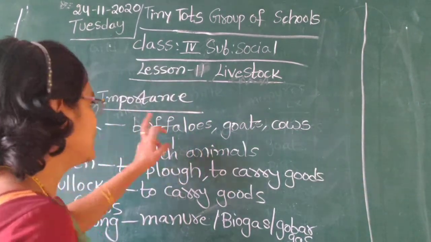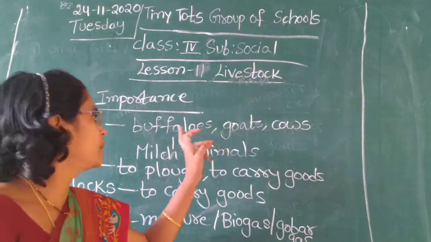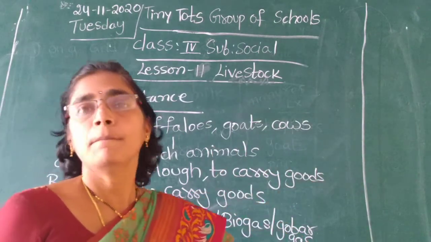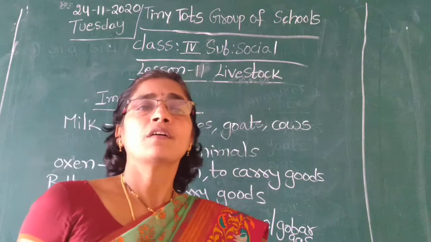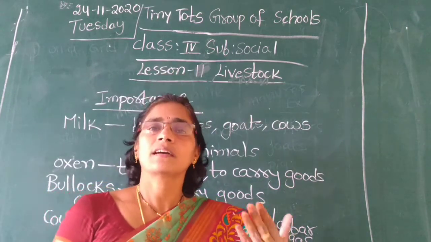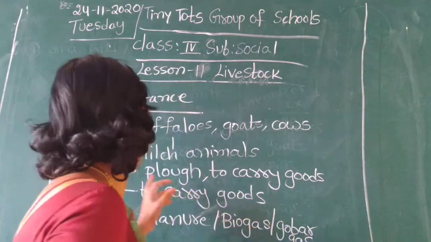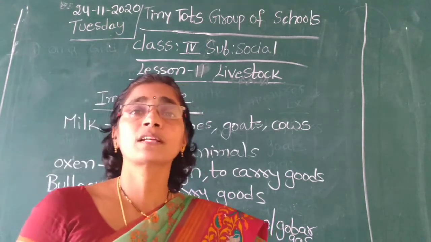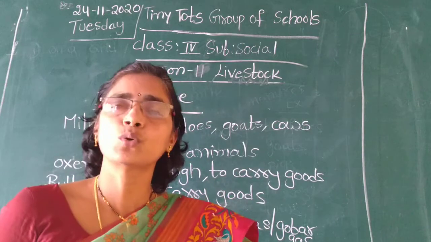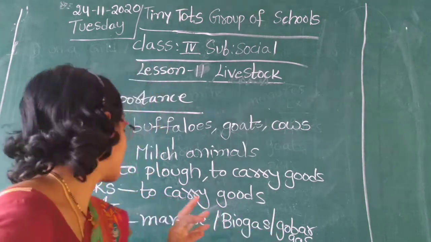Let's see, milk. Who will give milk? Buffaloes, goats and cows. Milk is a very, very nutritious food. It is used for our daily food items. And oxen means yaddulu. Yaddulu deeniki upayogapadthayi? To plow the field and to carry goods from one place to another place.